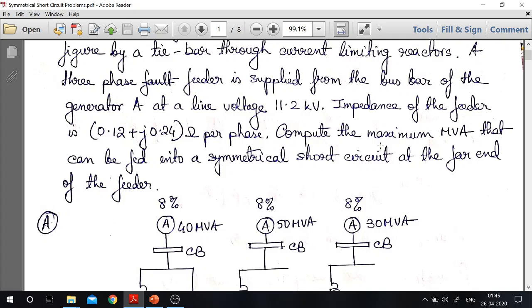We have to compute the maximum MVA that can be fed into a symmetrical short circuit at the far end of the feeder.